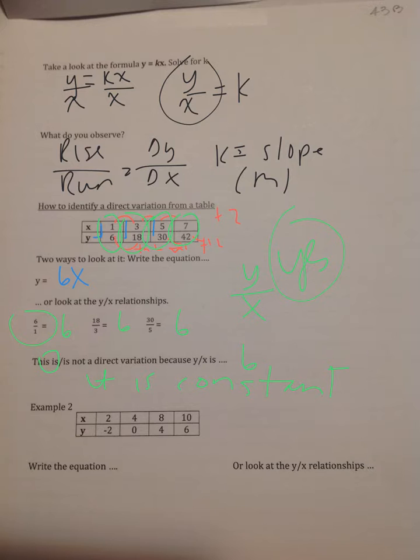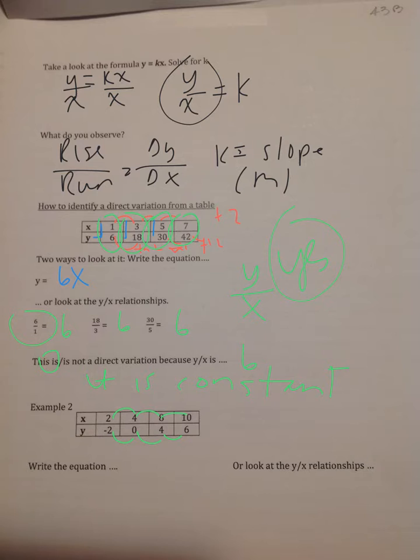Let's take a look at this one. We have plus 2, plus 4, plus 2. We don't really have a common difference here. Here we're going down. This is not working.